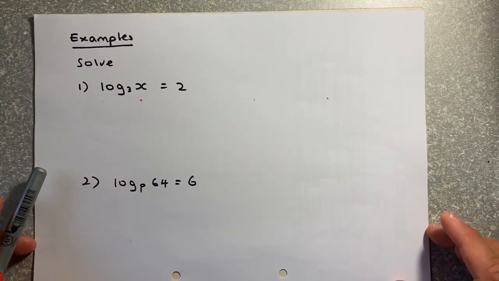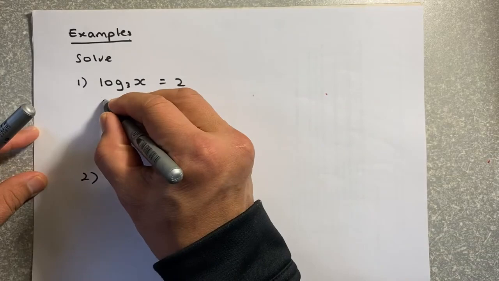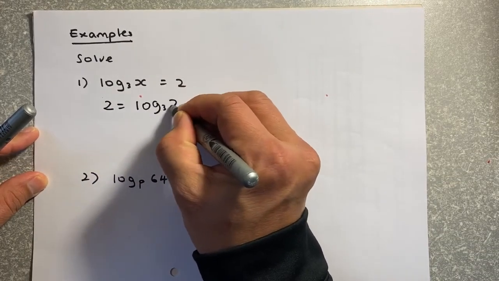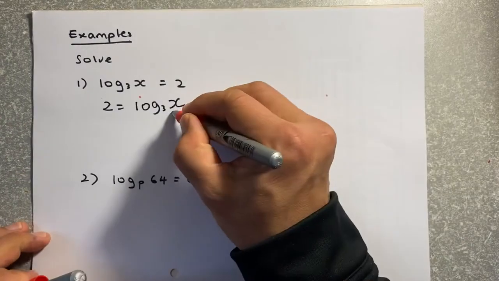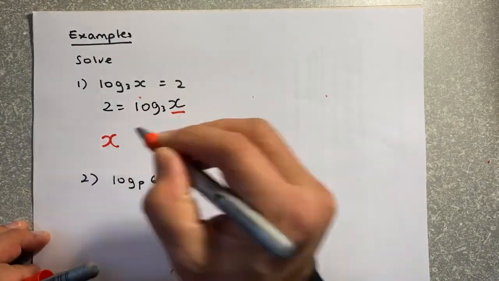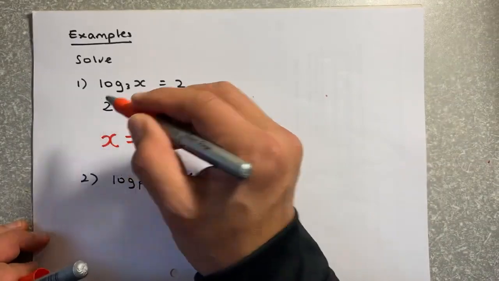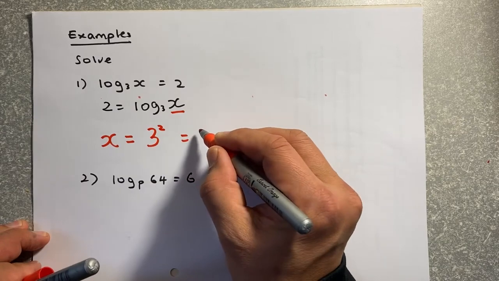Okay, the first example, we are going to solve log to the base 3 of x equals 2. The first thing you need to do is put the single number in front. So we change it to 2 equals log to the base 3 of x. Now remember, the last number becomes your first number. So this is the last number, x, which you want to change to index form, equals the base raised to the power of 2. So it becomes 3 squared, and the answer is 9.